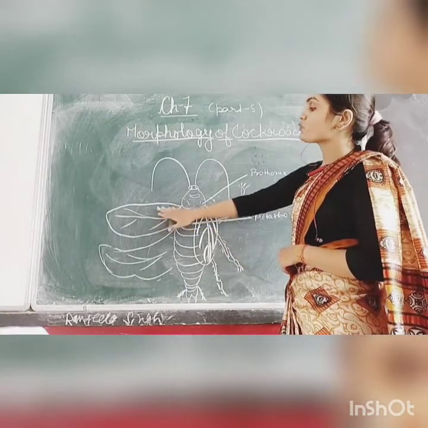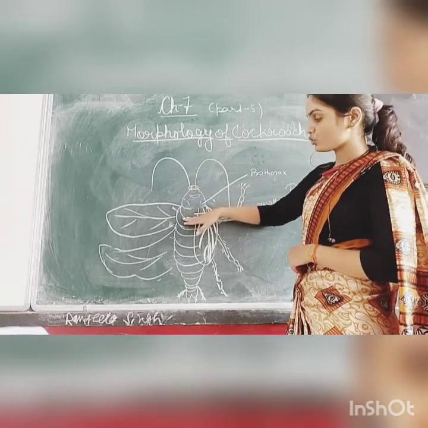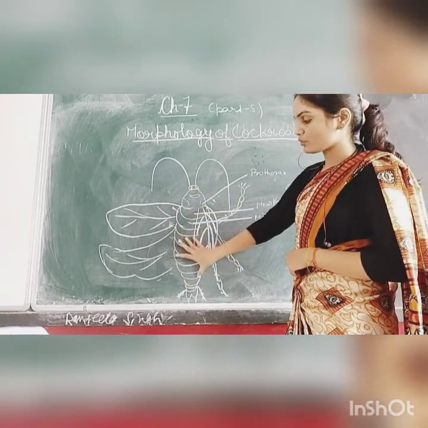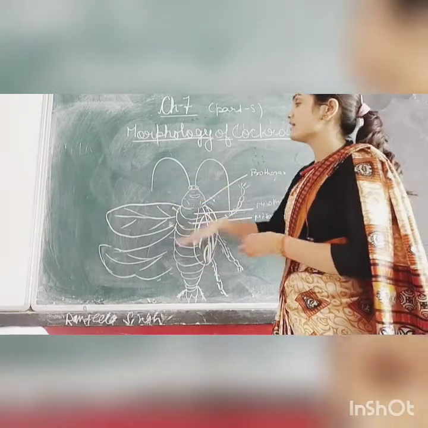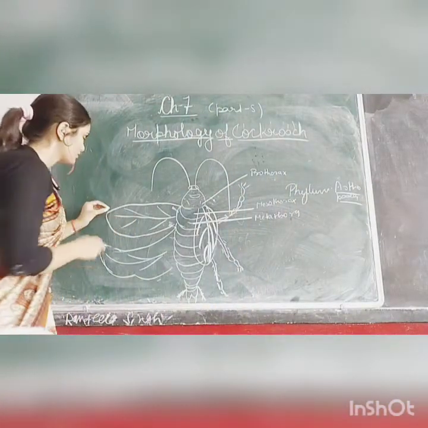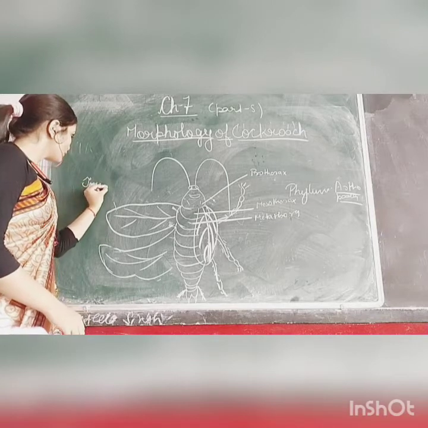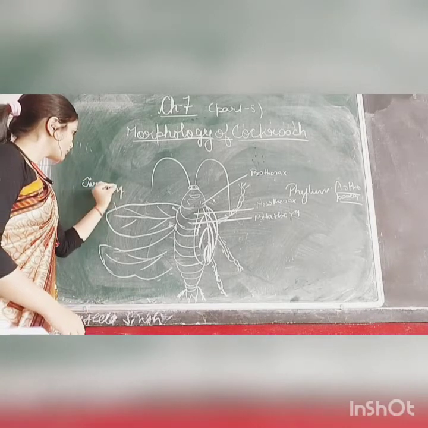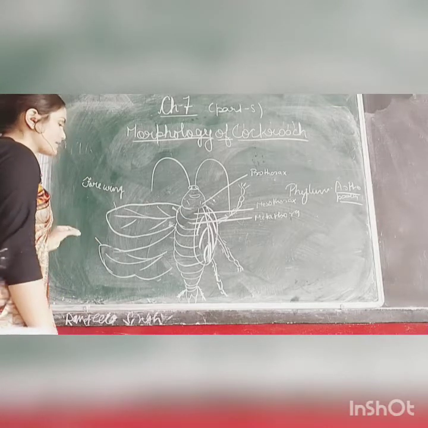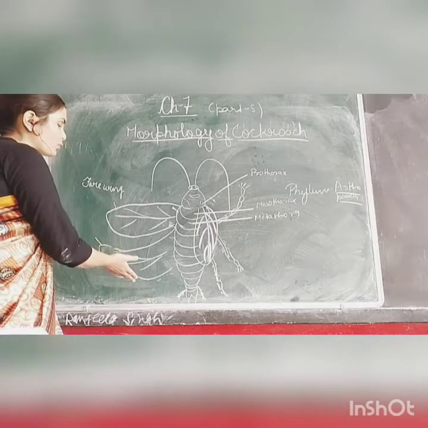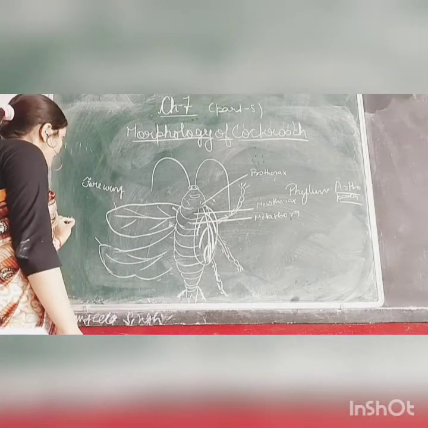The wings which are present towards the head side. This is head, thorax, and abdomen. From here to here, this is the abdominal part. So the wings which are found towards the head side are known as forewings. The wings present below the forewings, towards the abdominal side, are known as hind wings.